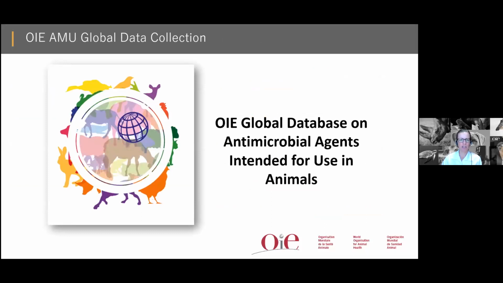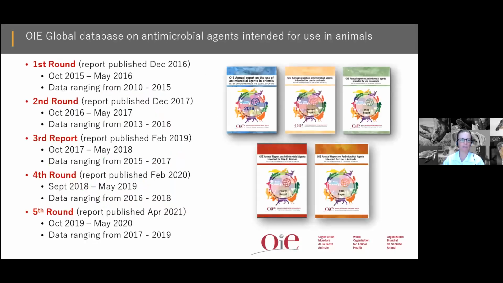So I'll touch a little bit more on the OIE global database on antimicrobial agents intended for use in animals. I talked a lot this morning about some of the figures that have come out in the latest report, but I'll just give a little bit more background on how this database is formed. So I mentioned that we've been collecting the data for quite a while now. So the fifth round report was published in April this year, but actually the sixth round has already been launched. So we're now collecting data for the next report.